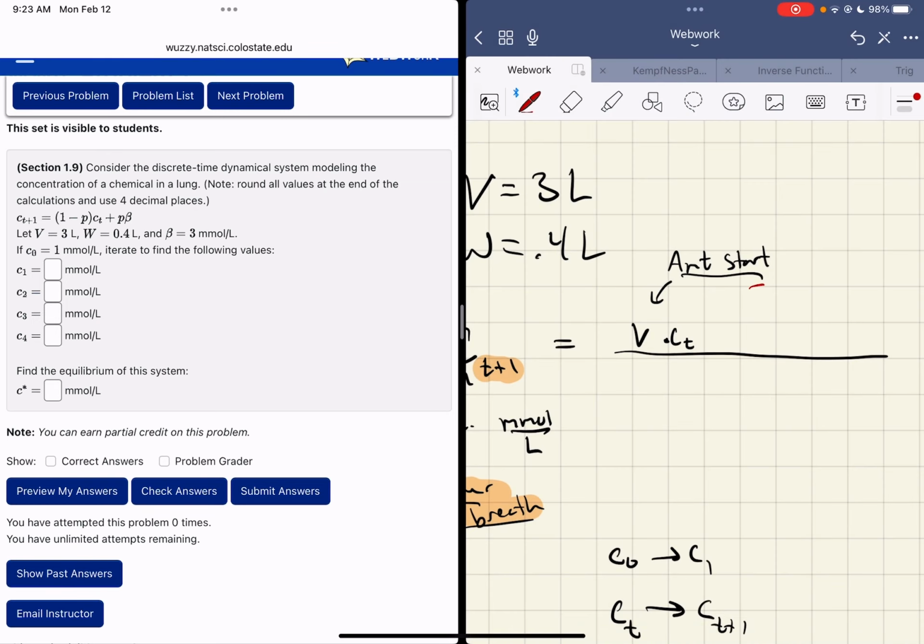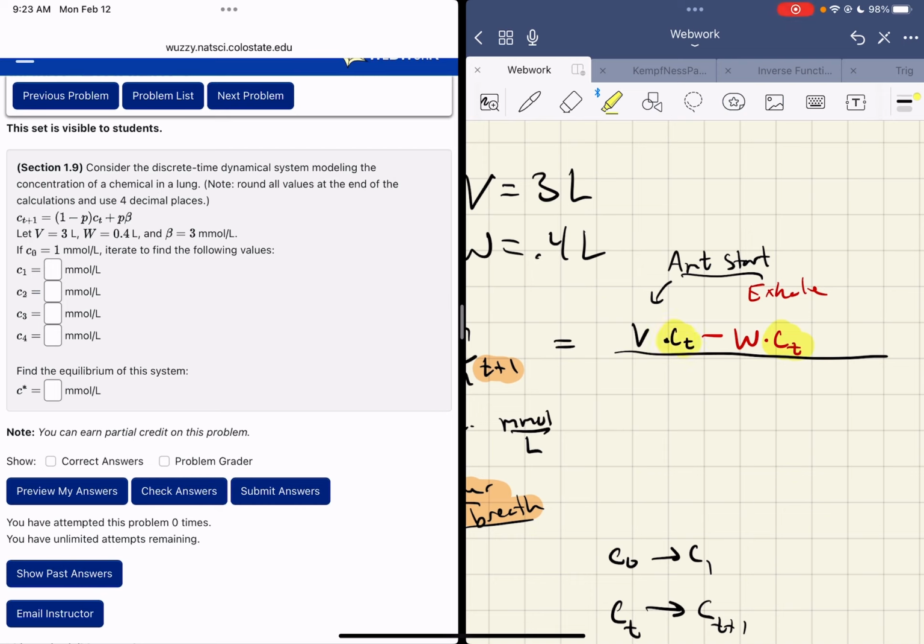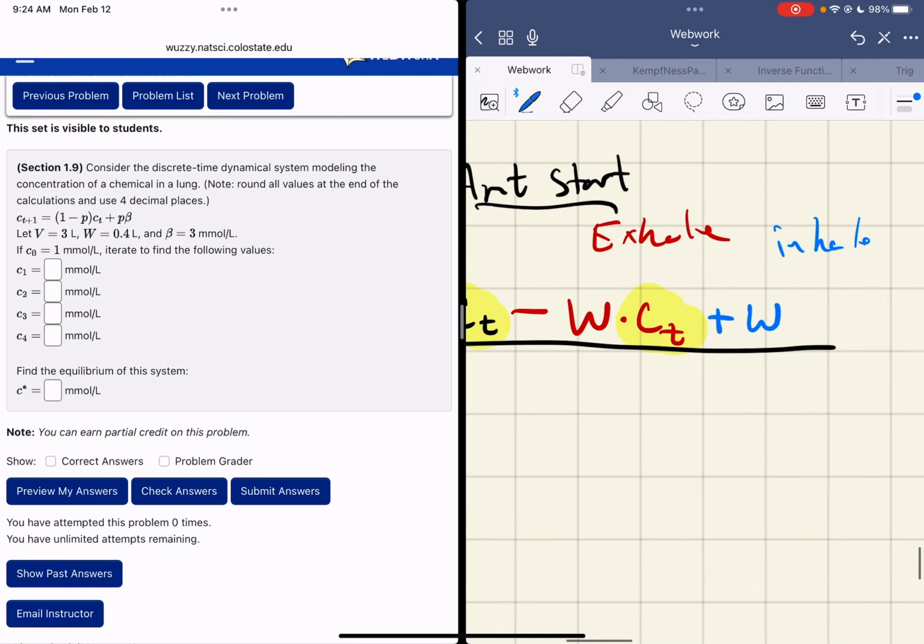Now, I exhale. How much do I exhale? Well, there's the volume that I exhale, but how much stuff do I exhale? How many millimoles do I exhale? Well, that's the volume that I exhale times the concentration of that air. And it's coming from my lungs, so the fact that the air is coming from my lungs means that these have the same source. They're describing the same air. It's the same concentration. Okay, now I inhale. How much stuff do I inhale? Well, I inhale the volume W. Okay, we should keep track.